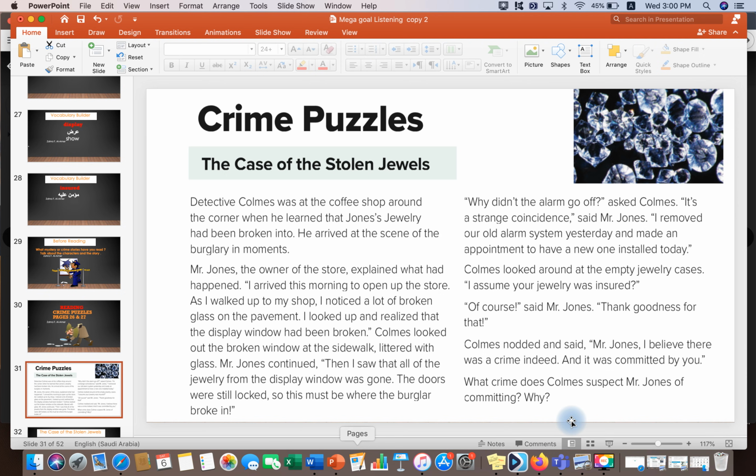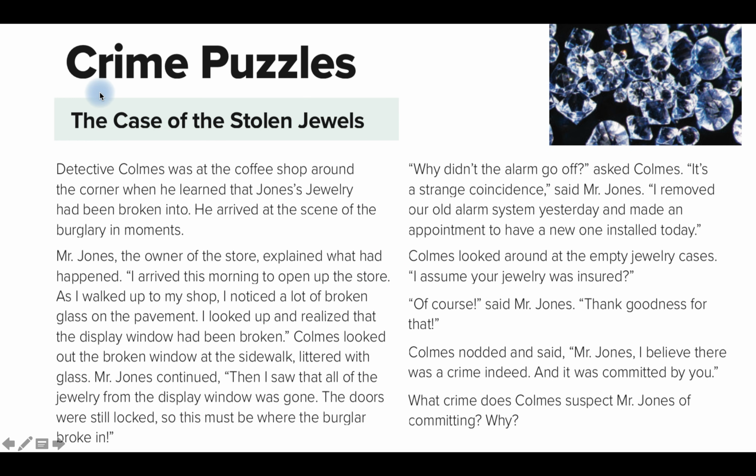26 and 27. Reading. Crime puzzles. The case of the stolen jewels. Detective Combs was at the coffee shop around the corner when he learned that Jones's jewelry had been broken into. He arrived at the scene of the burglary in moments. Mr. Jones, the owner of the store, explained what had happened. I arrived this morning to open up the shop. As I walked up to my store, I noticed a lot of broken glass on the pavement. I looked up and realized that the display window had been broken.